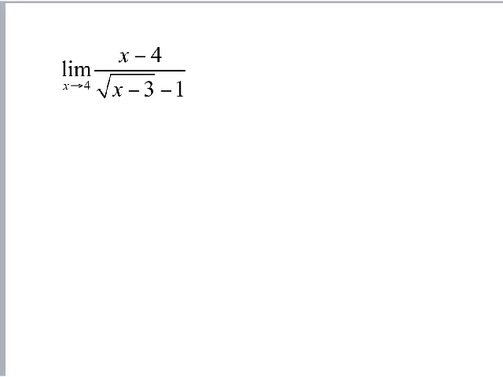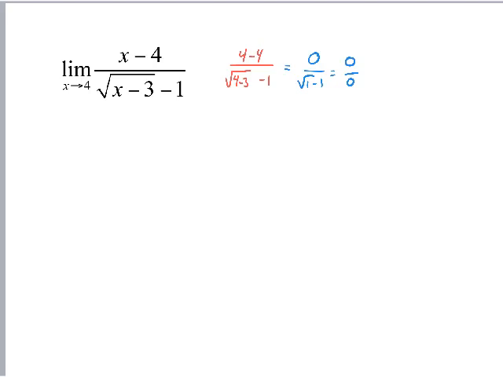Alrighty, we're going to find the limit as x approaches 4 of this function. First thing you do, like always, is you plug in 4. So let's see what happens when you plug in 4. Okay, 4 minus 4 over the square root of 4 minus 3 minus 1. What do we get here? We get 0 over the square root of 1 minus 1, which is 0 over 0.